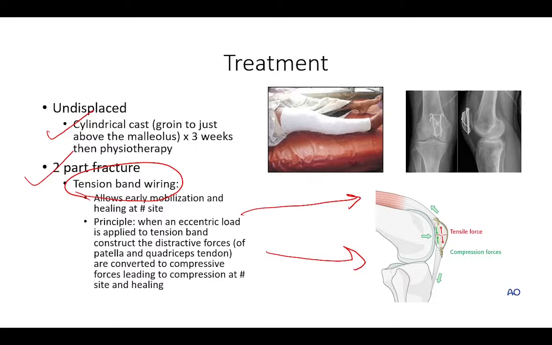The distractive forces which are seen on the fracture site, which you can see here in red, are converted to compressive forces, which you can see here in green, leading to compression at the fracture site and healing of the fracture. Tension band wiring also allows for early mobilization of the patient.